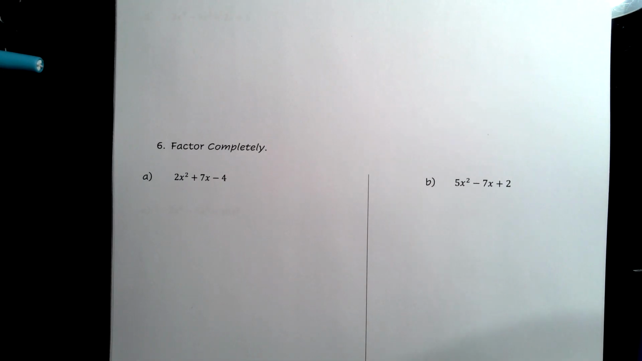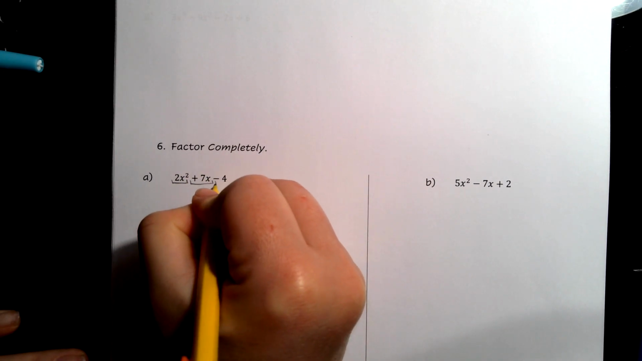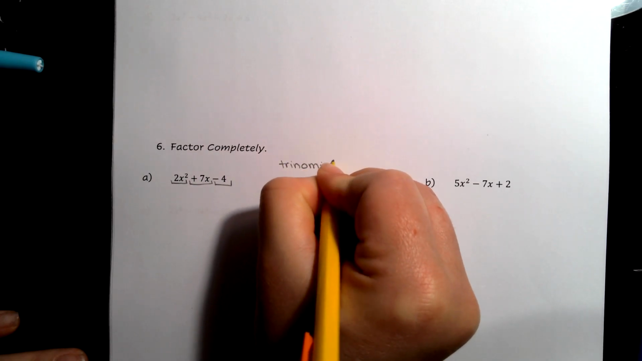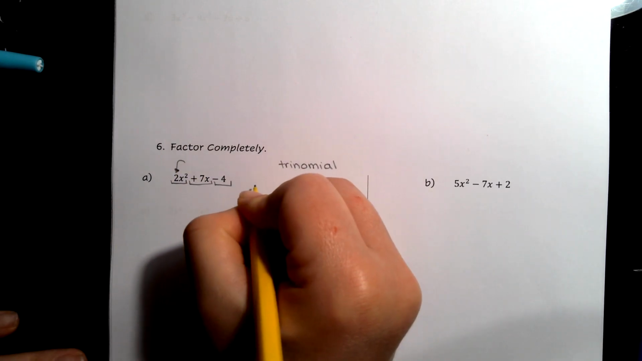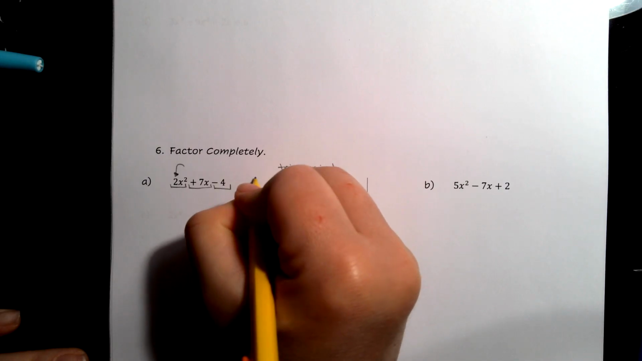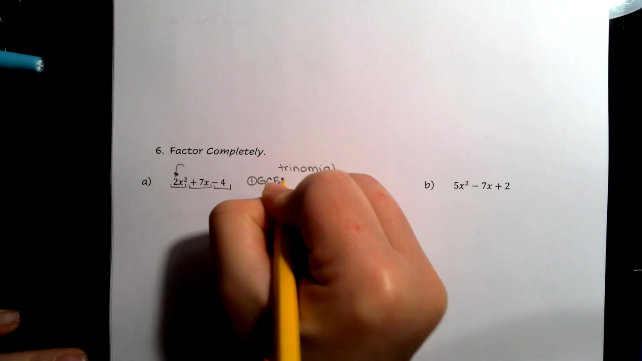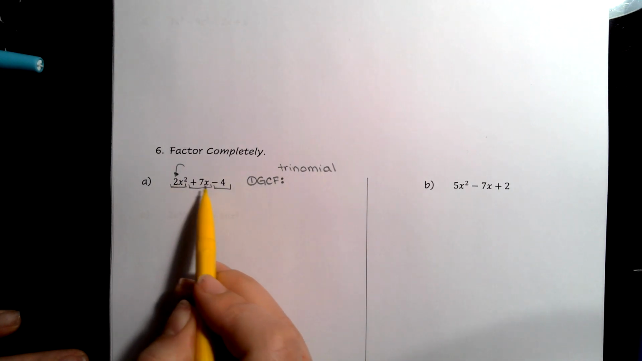Moving on here, factoring completely. Let's take a look at what we see. I see 1, 2, 3 terms. We have a trinomial. For a trinomial, we're going to take a look and see if we have a GCF. Now, GCF is always your first step, and we're going to see if there's a letter or a number that we can divide out. 2, 7, and 4.